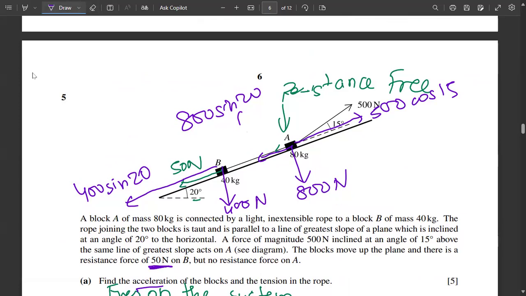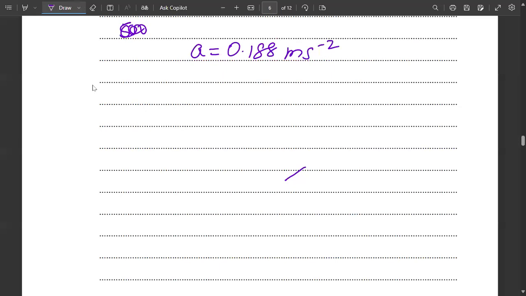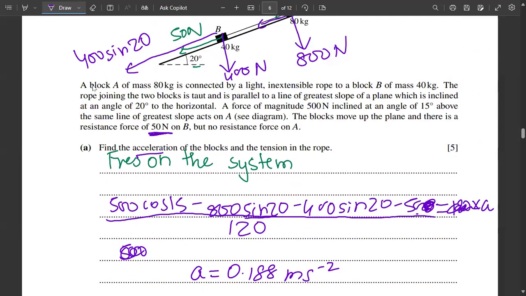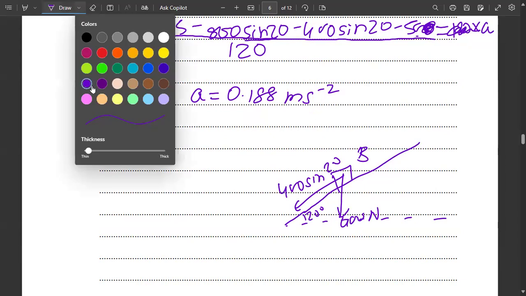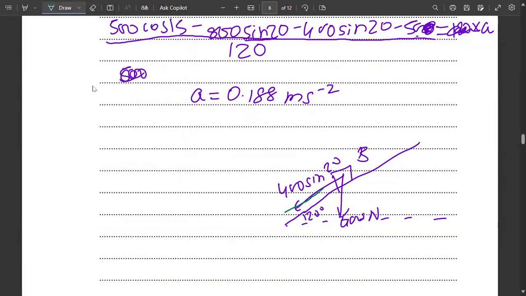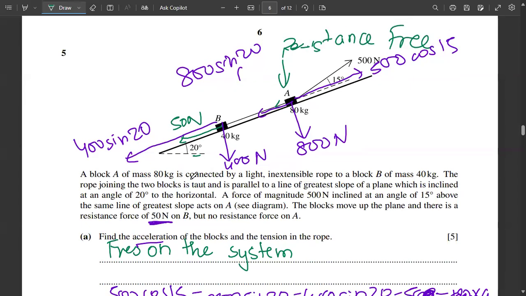Now, if we take forces acting only on B, let me redraw B right here. So this is B, and the 400 Newton is acting downwards. Then this angle is 20 degrees, so this is 400 sine 20. Then let me go with another color. This is a force of 50 Newton. And is there an upward force? Yes, of course. And what is the upward force? We did not draw it here, but we'll mention it now. The upward force is tension.